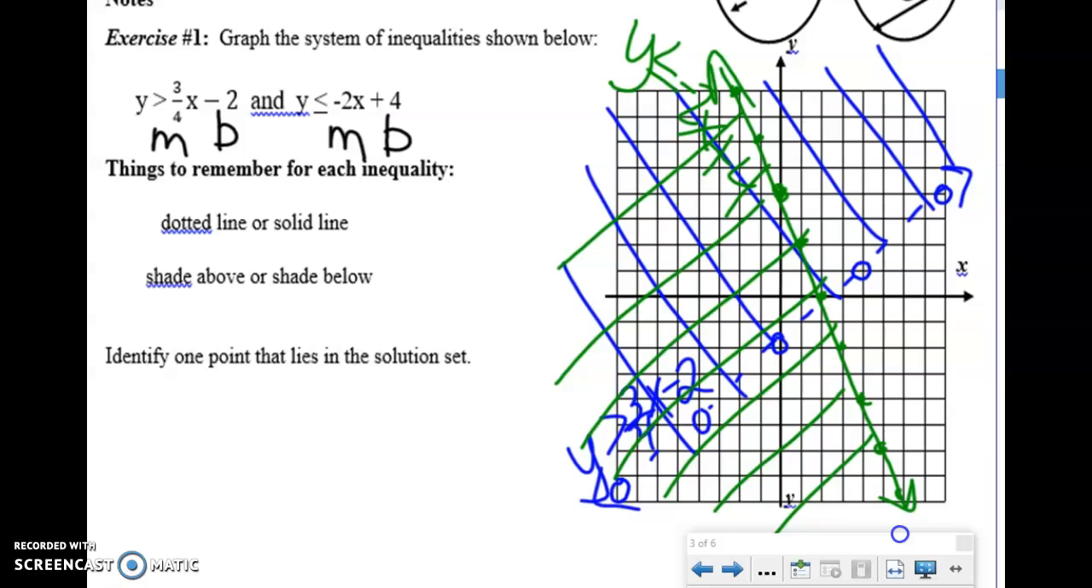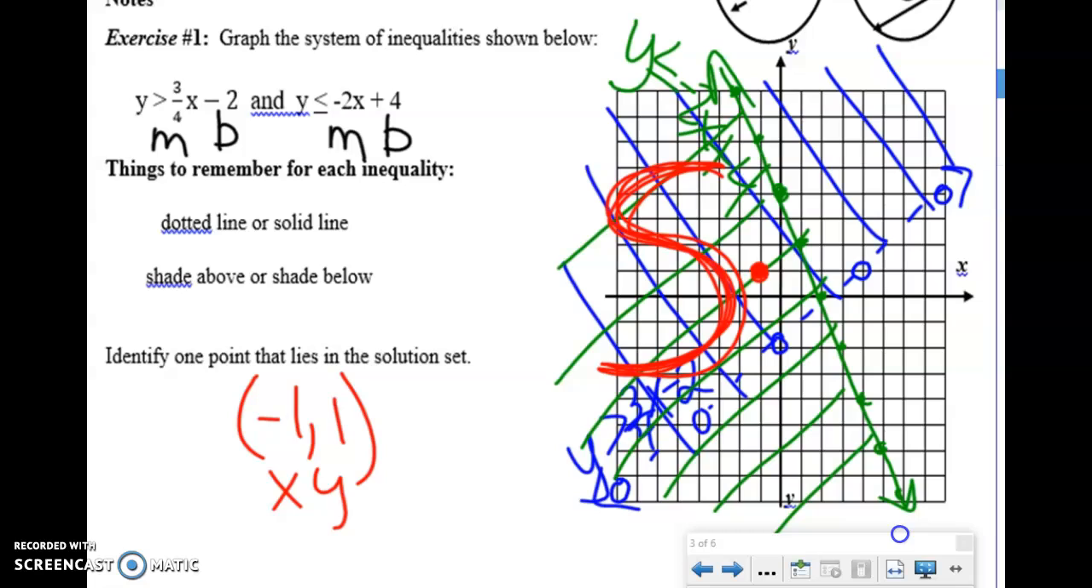So the solutions for this would be where the shading meets the crisscrossy pattern. You see this, the green and the blue right here? This side would be the solution set, and it asks us to identify one point. So I'm going to go with this point right here, all right? So that is simply 1 to the left and up 1. So one point that lies in the solution is -1, 1. So x and y value there.